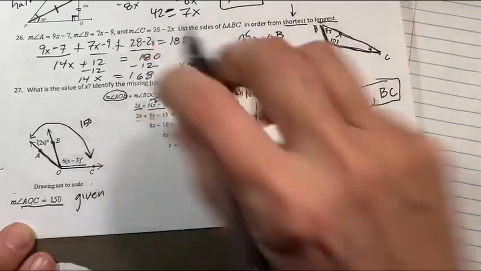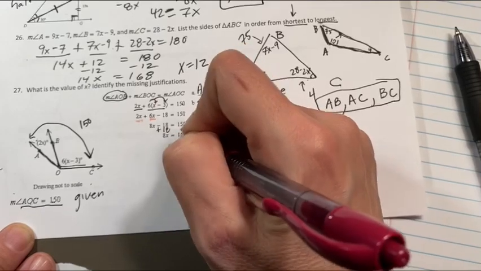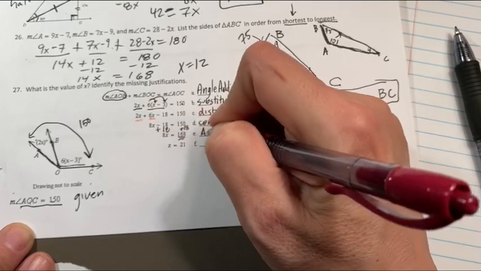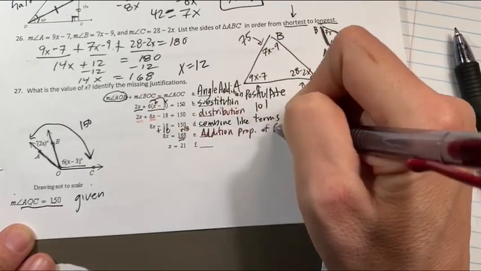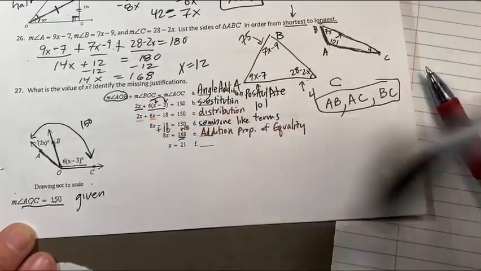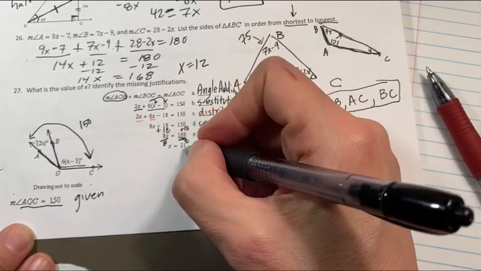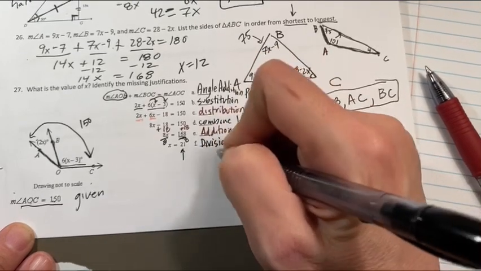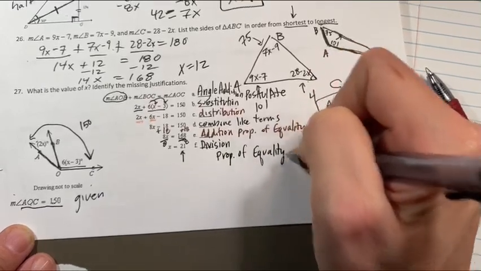Okay, then it looks like they added 18 on both sides, like we've been doing a bunch of this, right? So that's called addition property of equality because we did it on both sides of the equal sign. And last but not least, it looks like they divided both sides by 8 because 168 divided by 8 is 21. So that is the last step, division property of equality. Thanks for joining us. Make sure you study. Good luck.